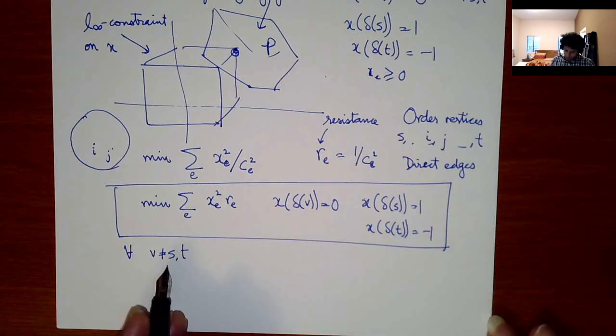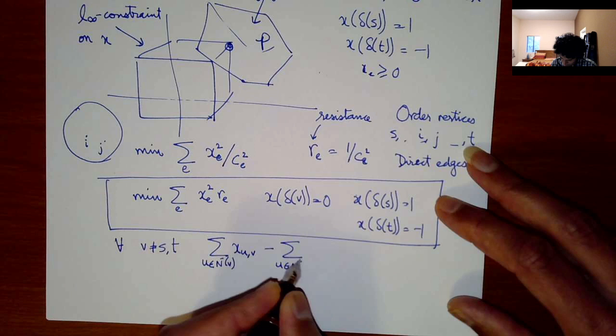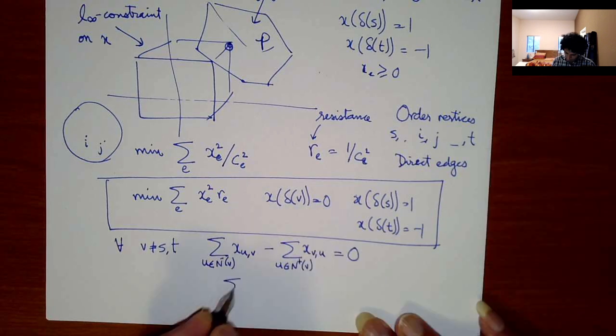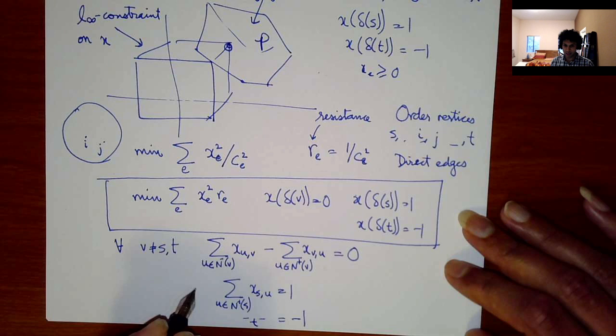So for all V not equal to S and T, what we have is the summation of U in the in neighborhood of V of x UV minus the summation of U in the out neighborhood of V of x VU. This has to be 0. And then I get my usual constraints: the summation of U in the out neighborhood, since S only has an out neighborhood because S is the minimum in the ordering, x SU is equal to 1. And then you have some constraint involving T. This is a constraint for S, a constraint for T, and this is the objective. This is not a linear program. This is a convex program.